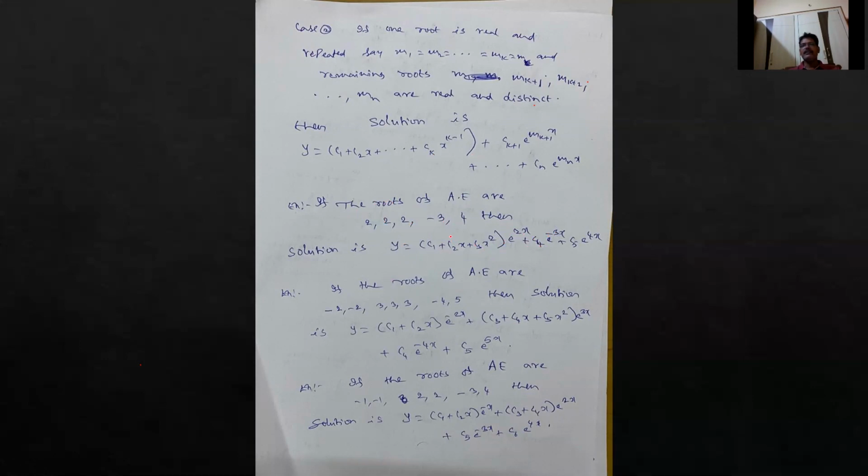Already we have taken 3 arbitrary constants. Next one, c4 e power minus 3x and c5 e power 4x. Here 2 is repeated 3 times.